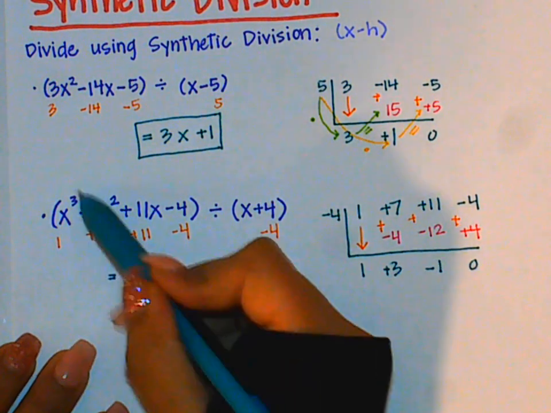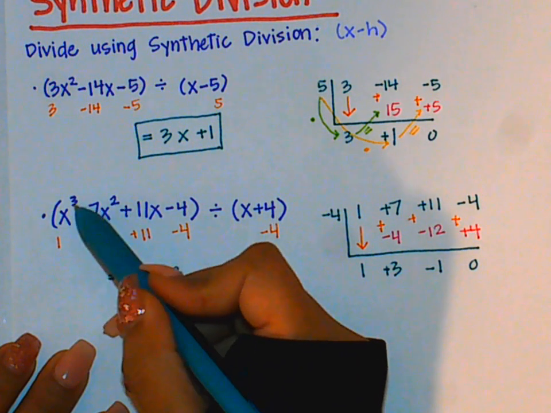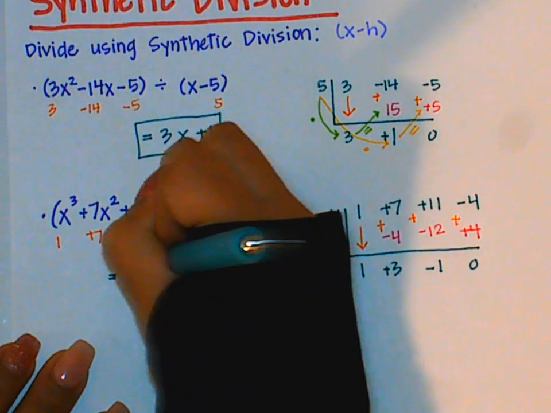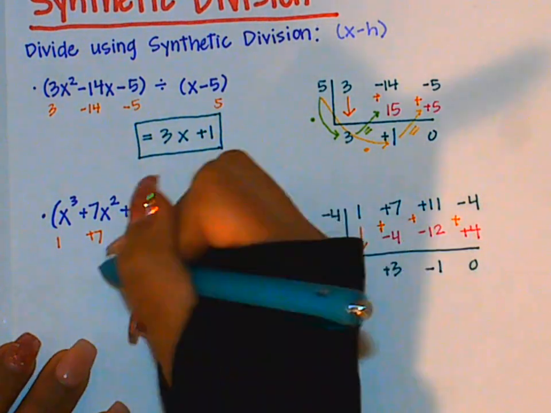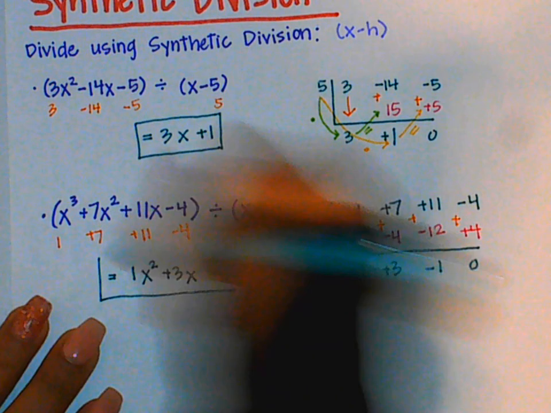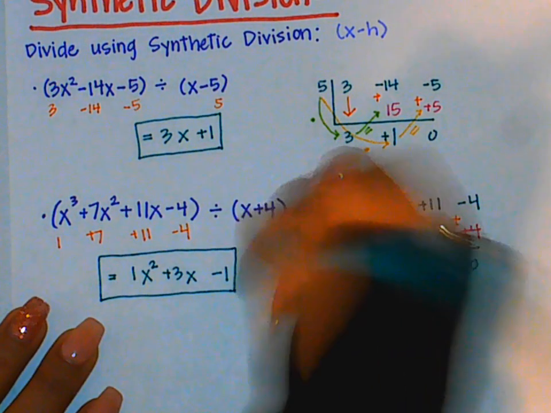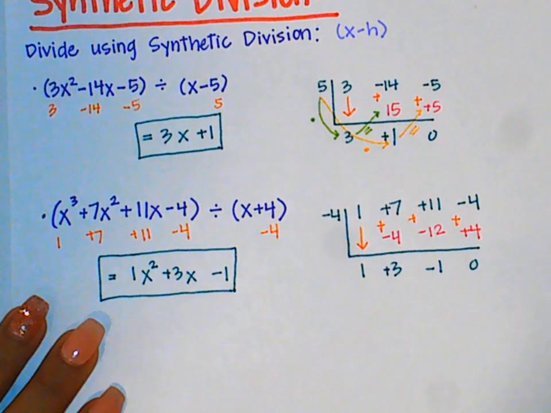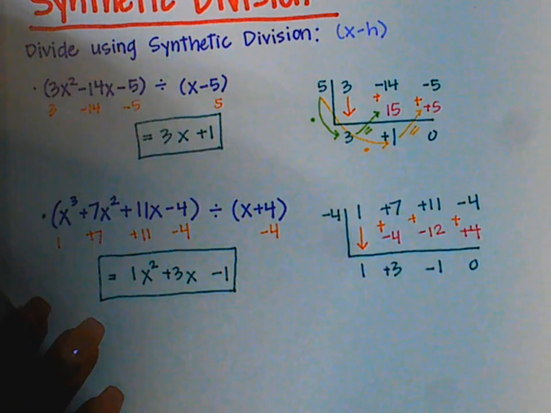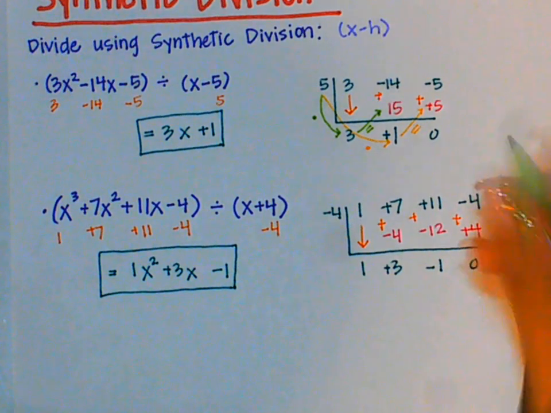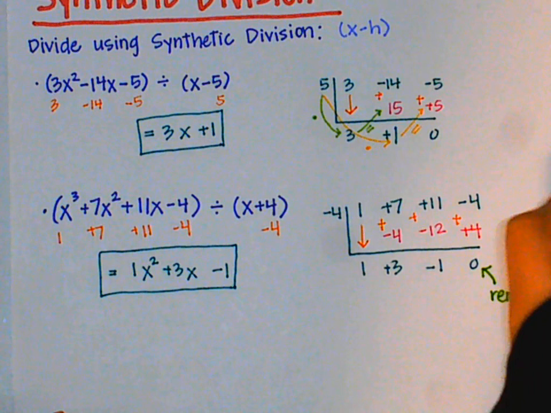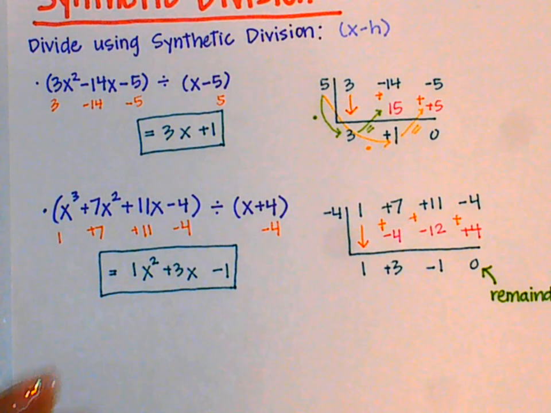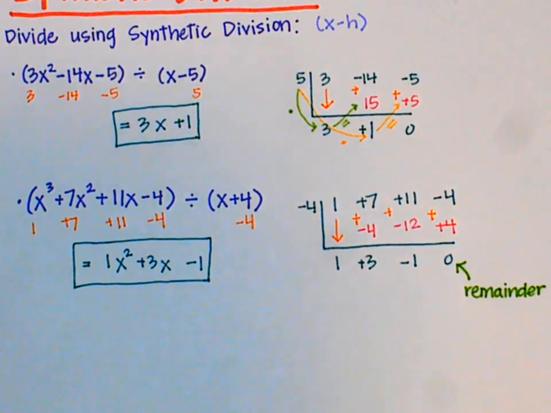So next I drop one of the variables, so this is x cubed. I would have x squared plus 3x minus 1. And that's it. This number here is our remainder. So you could see that I don't have a remainder. We don't have a remainder when we did these first two.